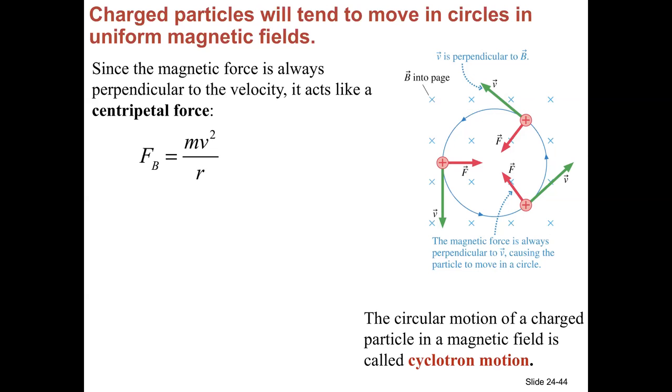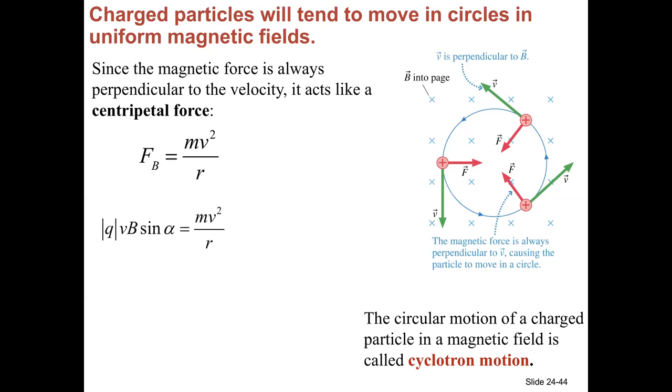So this type of motion is particularly important for a few things. One is generally how particle accelerators work from a physics standpoint, using magnetic fields to cause particles to move in a circle and speed up. And this type of motion is called cyclotron motion, after an old-fashioned word for particle accelerators. But in particular, we see this in nature a lot with charged particles that are hitting the Earth's atmosphere. And also, the fundamental principles of this circular motion are how mass spectrometers work.